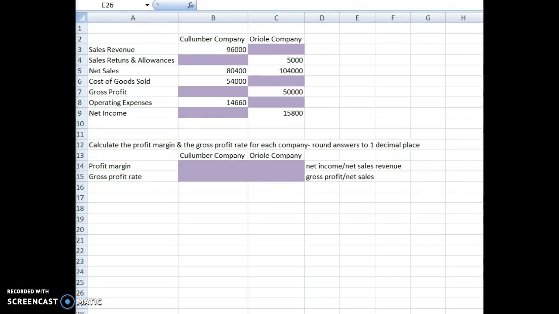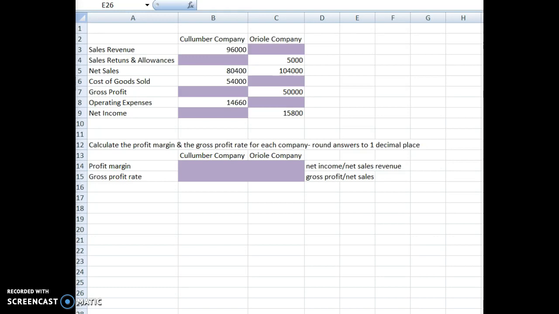So what the first part of the problem is asking us to do is fill in the missing amounts. We've got two companies here, the first one is the Columber company, and the second one is the Oriole company, and they're wanting us to find the missing amounts for the companies. I just went through and did one company and then the next. With the Columber company, we have sales revenue, net sales, cost of goods sold, and operating expenses. We need to find sales returns and allowances, gross profit, and net income.